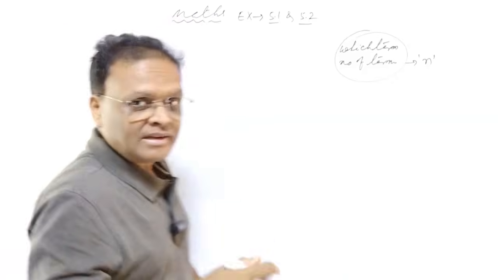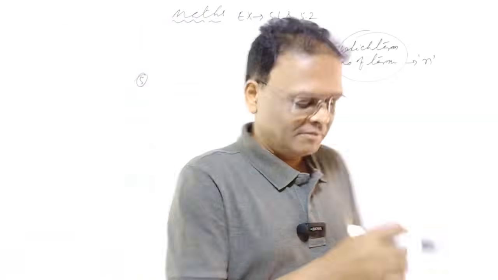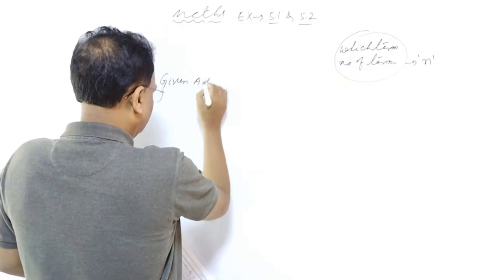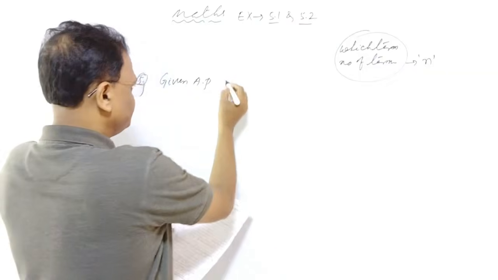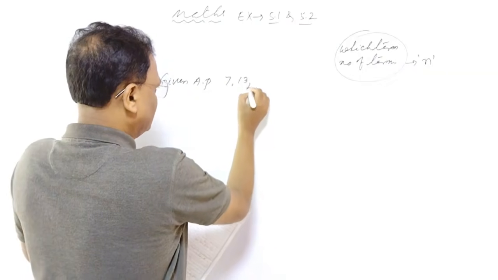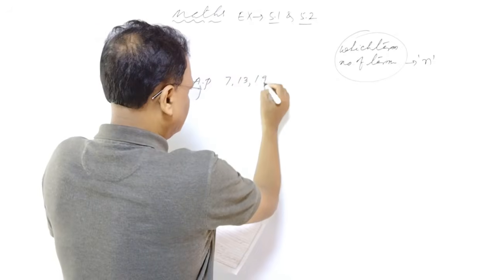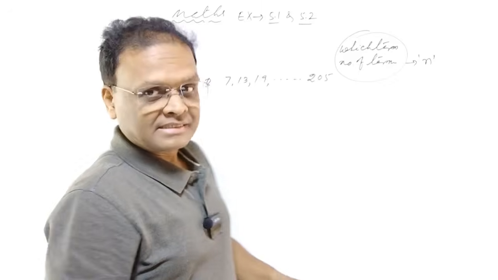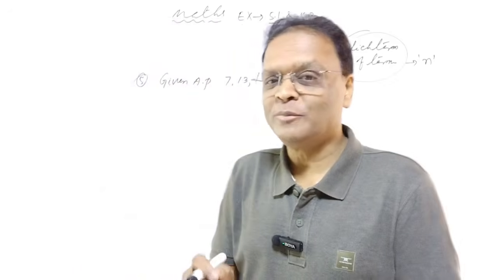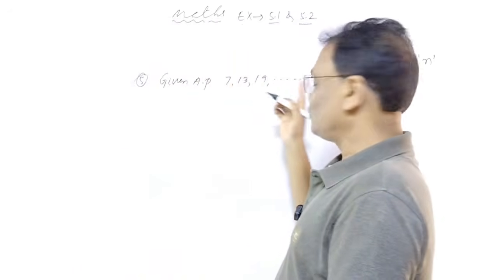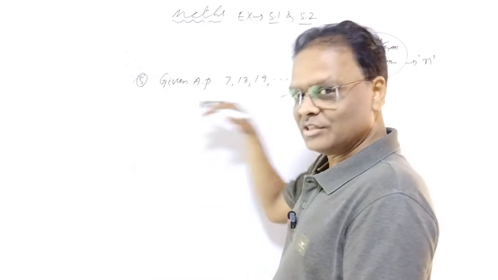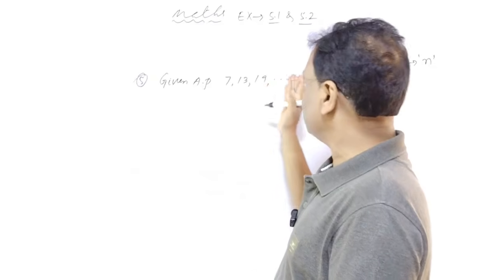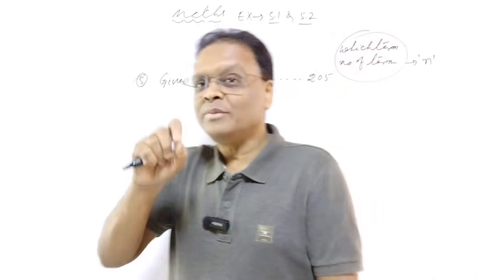Question number 5 is asking, how many terms are there in this AP? Let me write the given AP. Given AP is 7, 13, 19 and so on, 205. He is asking, how many terms are there in this AP? How many terms means from 7 to 205. In this sequence, if you go on writing 7, 13, 19, then 25, like this, how many terms will be there?